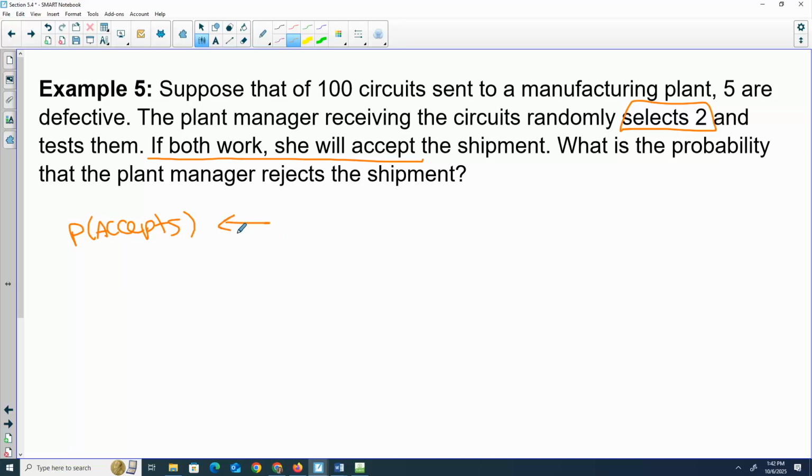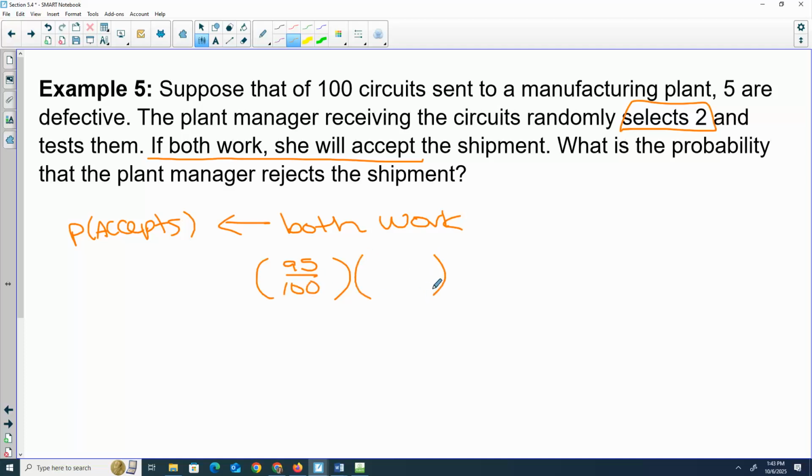That means the only way she accepts it is if they both work. This is a conditional probability. What is the probability the first one works? How many working circuits are there? 95. There are 5 bad ones, so there's 95 good ones out of 100.